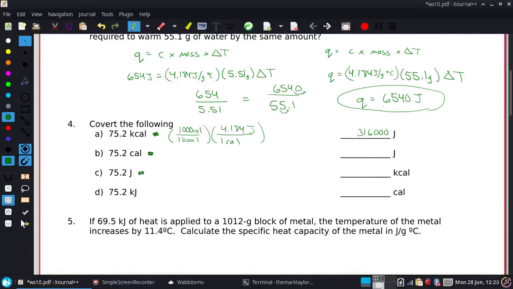All right, next one's a little bit easier because since it's already in calories, we just need to do the 4.184 joules into calories. And since it's the same value, that's just going to move our decimal, 316 joules.